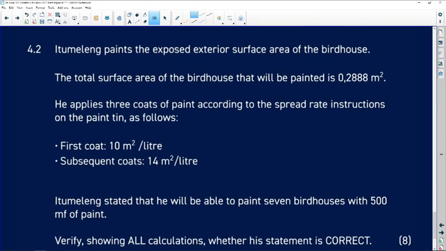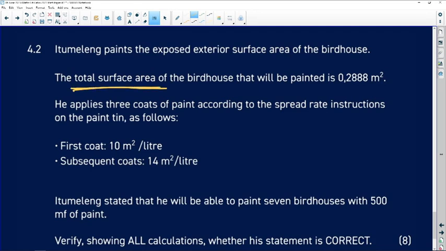Itumeleng paints the exposed exterior surface area of the birdhouse. So now she's going to go and paint that area. So we know that the exposed exterior part of the birdhouse is what we just calculated. Okay, so she's going to use the total surface area of the birdhouse that will be painted.